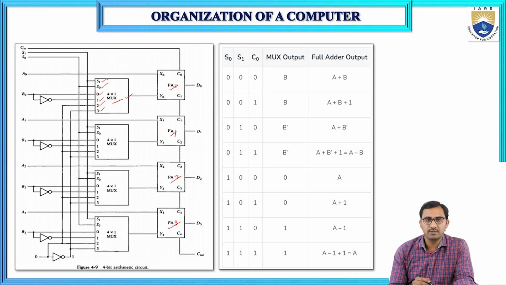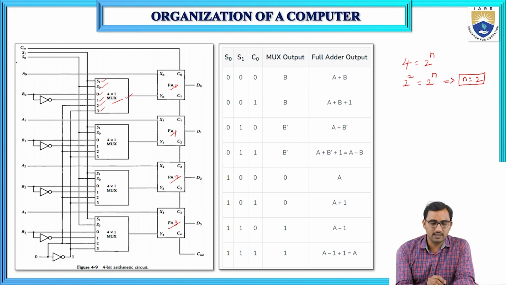The number of selection lines required depends upon the number of inputs. The number of inputs is 4, which follows the expression 2 power n. 4 we can write as 2 power 2, where n is equal to 2. That means the number of selection lines required is 2, named S0 and S1. And one more input, C in, is the input carry to the first full adder.